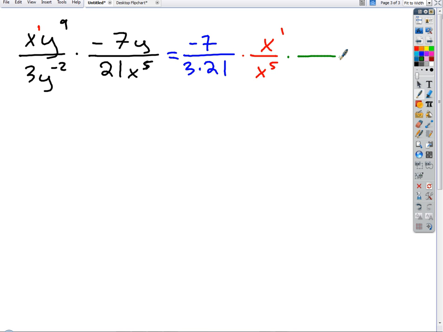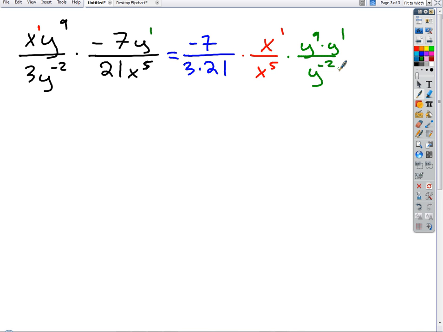What about my y's? On the top, I've got a y to the 9th times a y to the 1, y to the 10. And on the bottom, I've got y to the negative 7. Now, did I need to do that? Probably not. But just for now, at least in our mind, we want to break this up into parts.